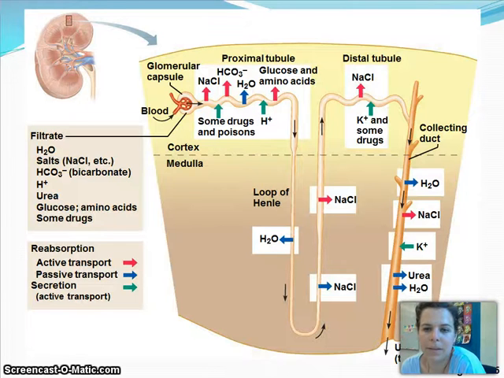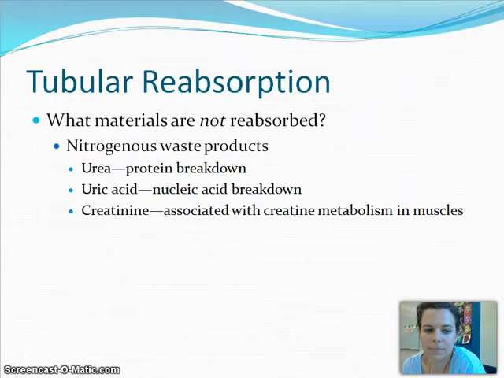glomerulus. Okay, so we see that we have glucose and amino acids being reabsorbed or reclaimed, water, salts, whereas some drugs and poisons are going to go into the urine, as well as some hydrogen ions. Then water will come out in the tubular reabsorption in the loop of Henle, as well as salt. So things that are not reabsorbed include urea, all of your nitrogenous waste products, urea, uric acid, and creatinine, which is associated with muscle metabolism.